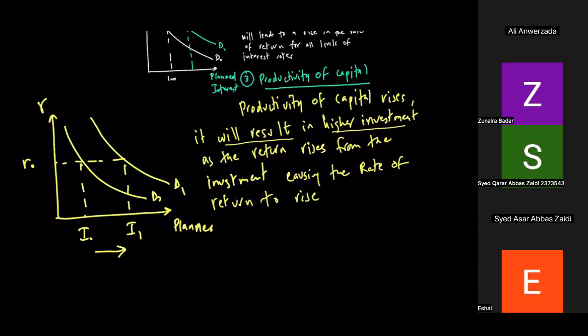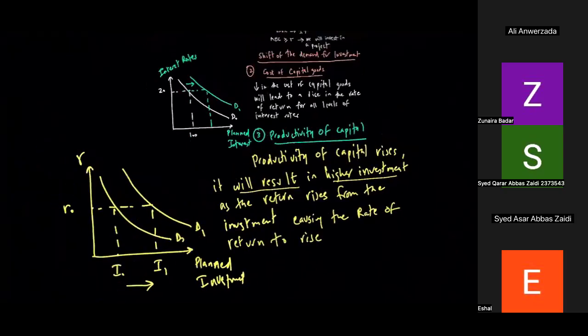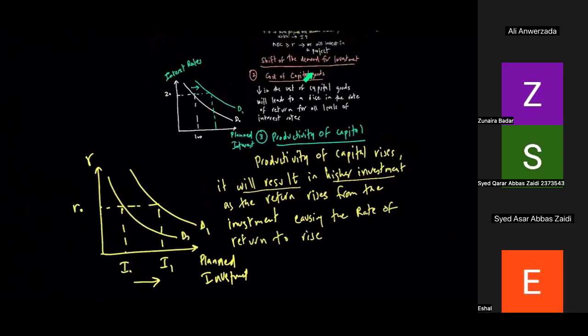So what's the difference between the first one and the second one? The first one says that if your cost of capital goods is lower, if machinery is cheaper, then the rate of return will go up. This one says that the cost of capital is the same, but your machinery is giving you a better return. So higher productivity of capital or cheaper cost of capital goods, both ultimately will cause the demand for investment to go up. You will want to invest more for all levels of interest rates. Does that make sense?